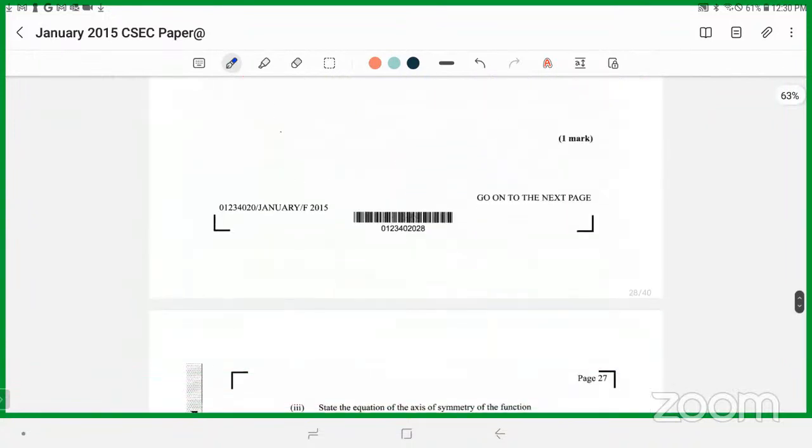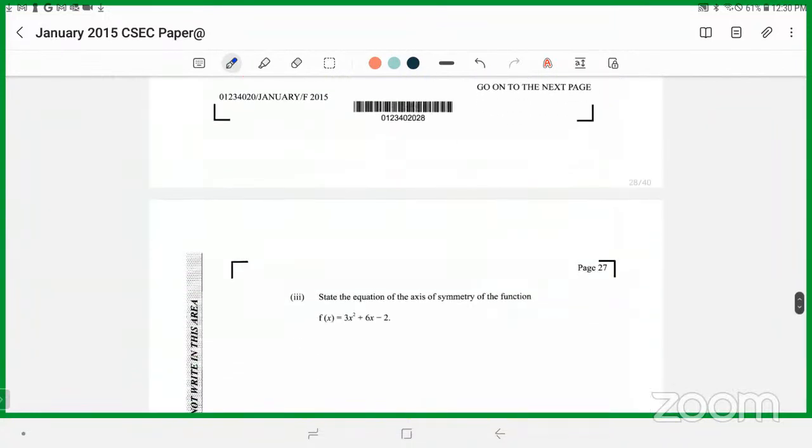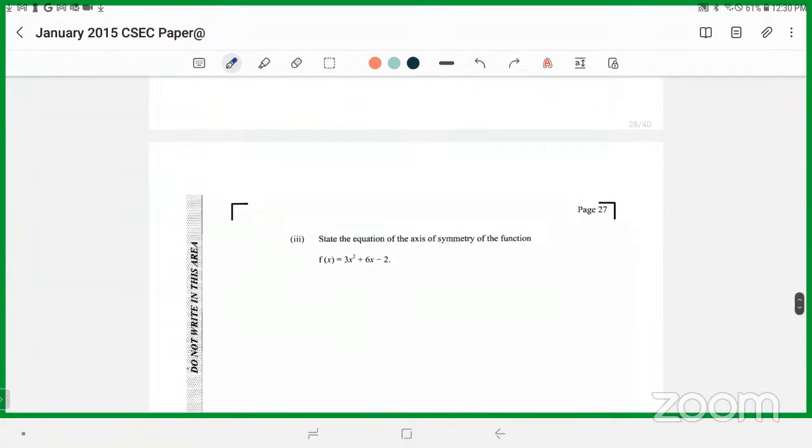All right, something else. It says state the equation of the axis of symmetry of the function. Axis of symmetry, remember, is x equals whatever the xt value is. What is xt? It is -1. So we answer, i.e., it is x equals -1.